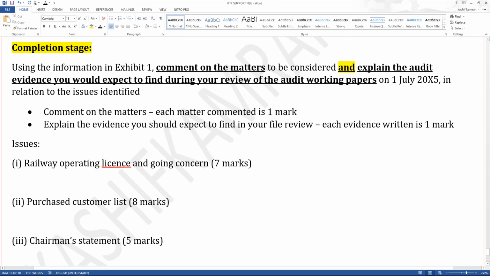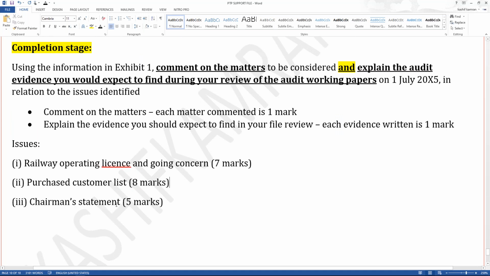So for every issue, we will read the case study, we will comment on the matters, and explain the evidence. Obviously, I will not be doing all 3 with you in the live class, but I will be starting and you will be ending, because we still need to do another question from the September, December 20 paper. So that's the first one, right? The requirement. So we'll pick up the railway operating license and going concern, 7 marks.